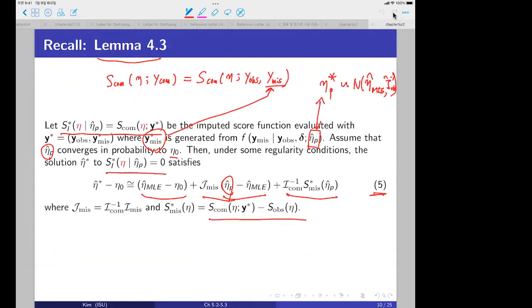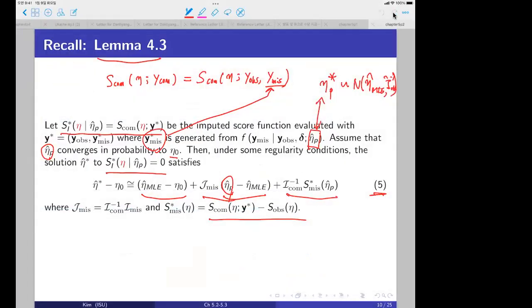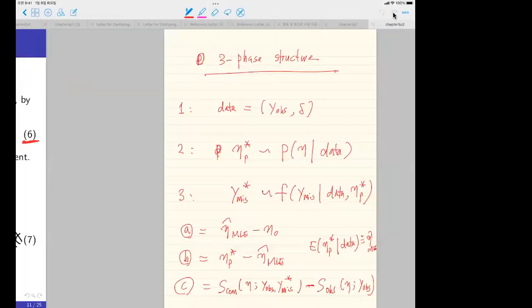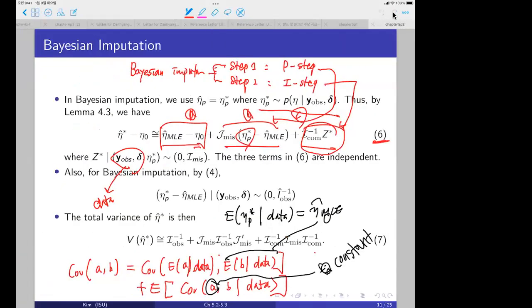Let me see what's going on. Don't worry if you cannot easily understand this, because even Professor Rubin took 20 years to figure out the theory, right? So you are not alone.